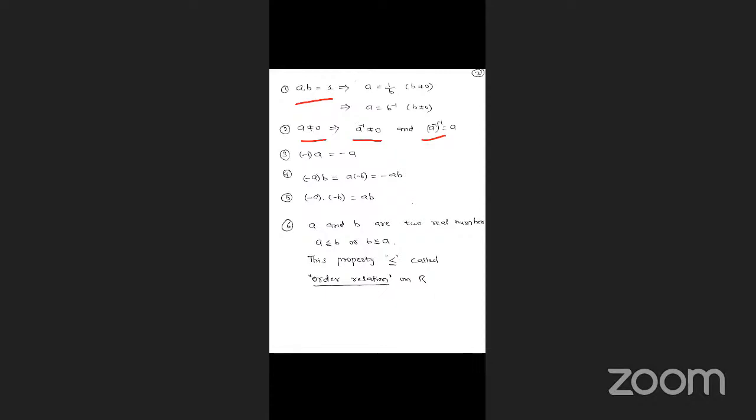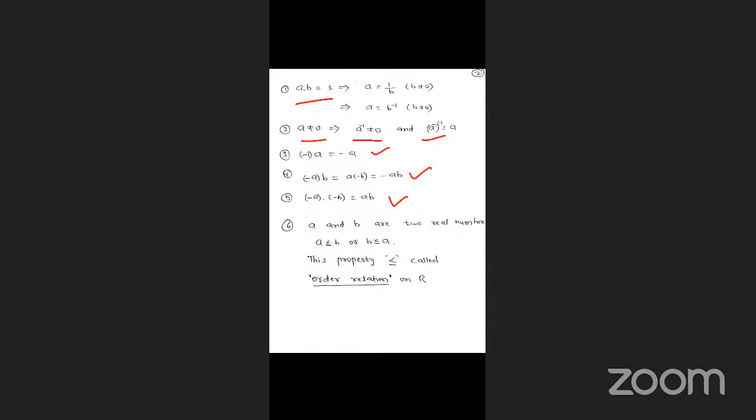Another property. The third one is minus 1 into A is equal to minus A. The fourth one is minus A into B is equal to A into minus B is equal to minus AB. This is the fourth property. And the fifth property is minus A into minus B is equal to plus AB.